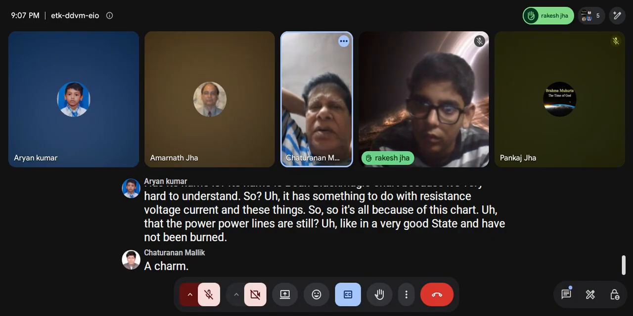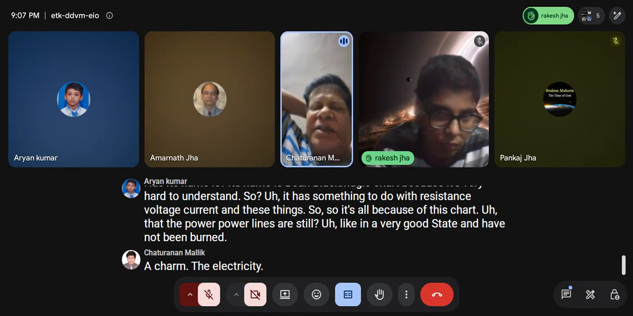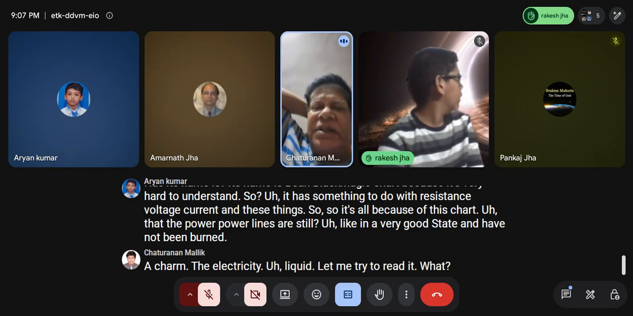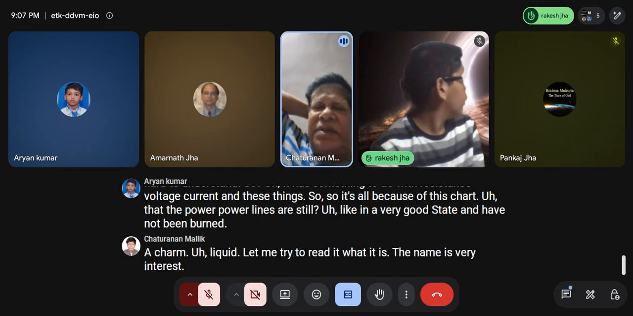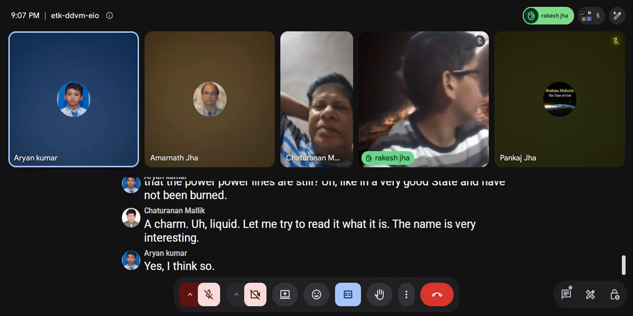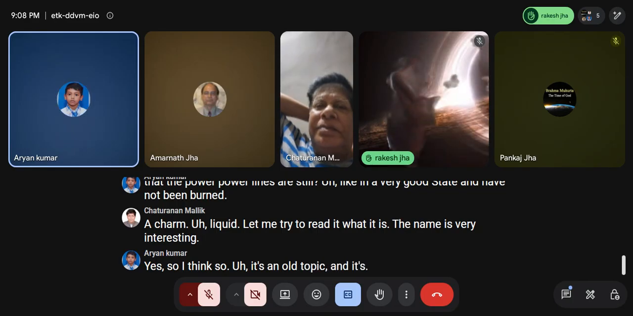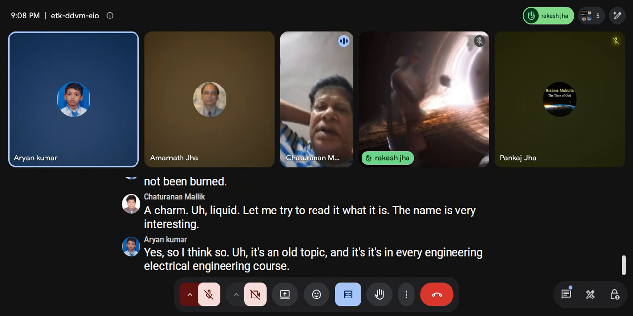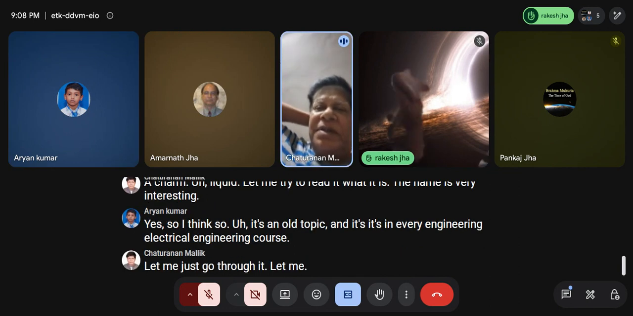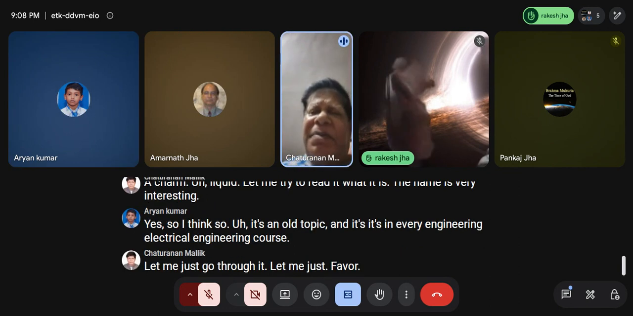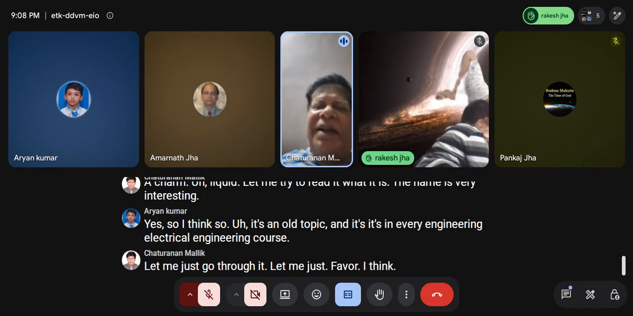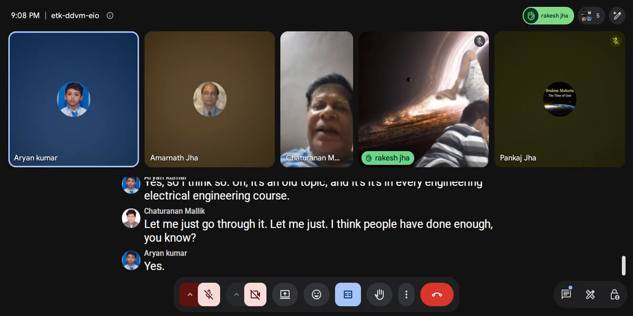Okay. No, there is nothing about electricity that has not yet been understood. Let me try to read what it is. The name is very interesting. It's an old topic and it's in every electrical engineering course. Let me just go through it. There is nothing about electricity that has not been understood by now. I think people have done enough.